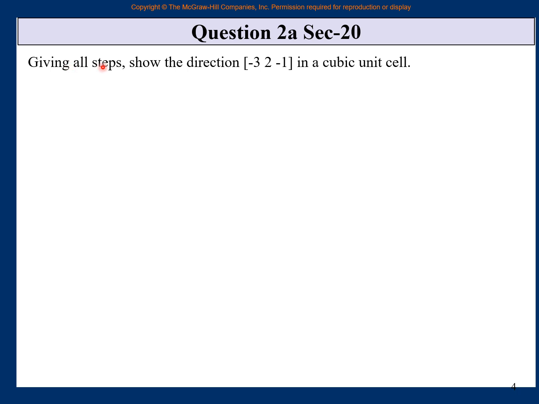Give all steps, show the direction [-3, -1, 1] in a cubic unit cell. The previous example was a plane. This time it is a direction indices. So once again, pause it here, solve it, and then come back to the solution.